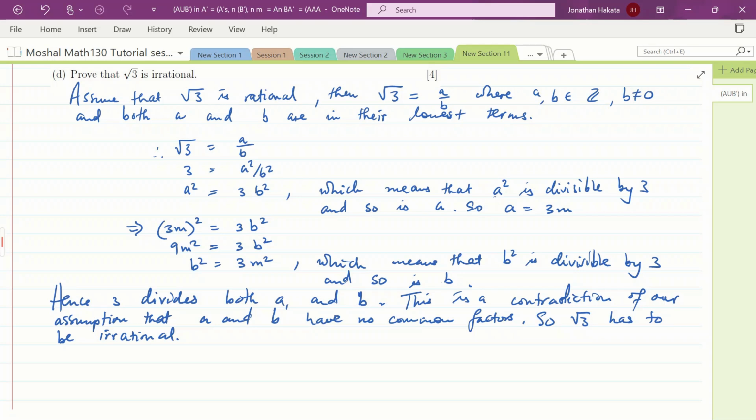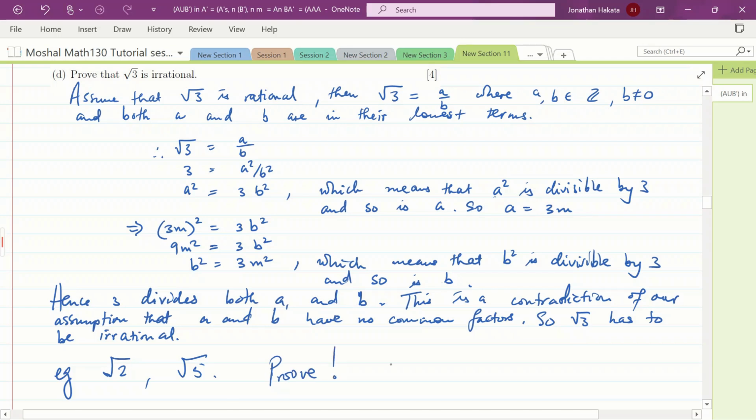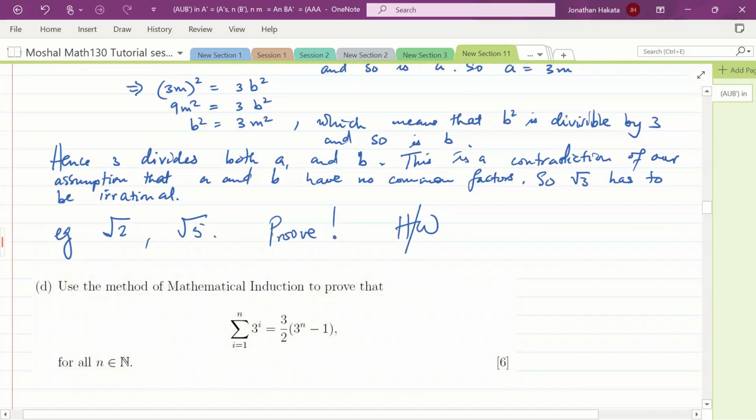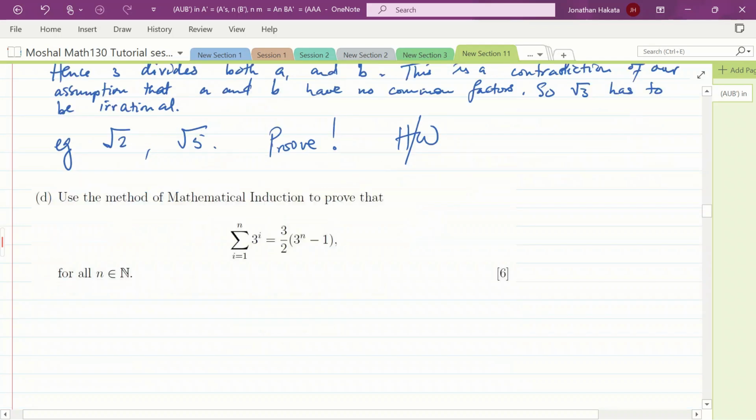So now that we have done it for root 3, you can try to do it for, say, root 2, okay, for practice purposes, even root 5. Prove that these are irrational. I'll leave that as homework. But it kind of follows the same pattern. I'm sure you'll be able to do that. Alright, so let's move on to question D.